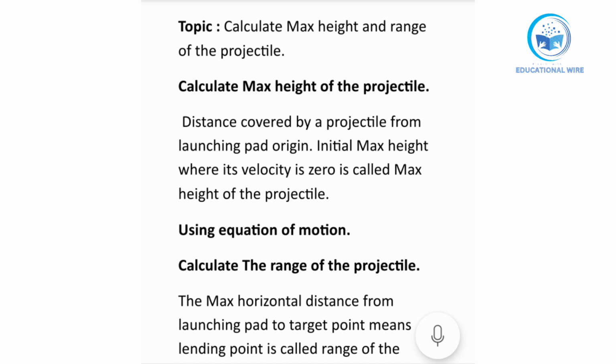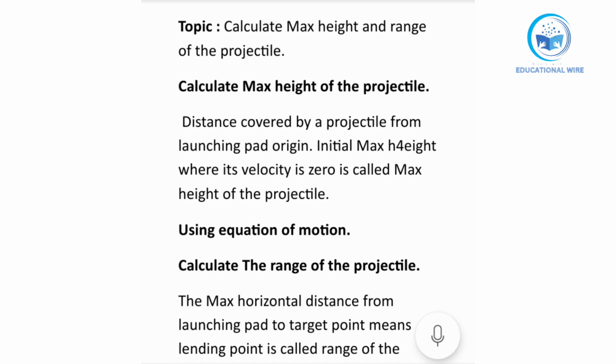So now we will start a new topic, that is, calculating the maximum height and range of the projectile. Talking about the maximum height of the projectile: the distance covered by a projectile from the launching pad, meaning the origin or initial point, to the height where its velocity is zero is called the maximum height of the projectile. So let's move further.